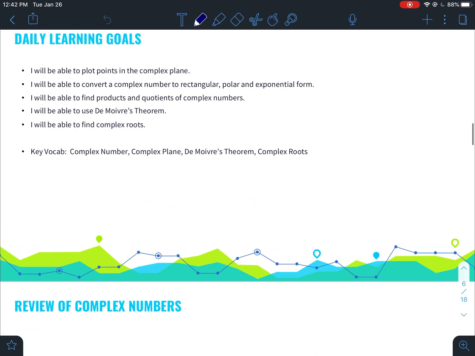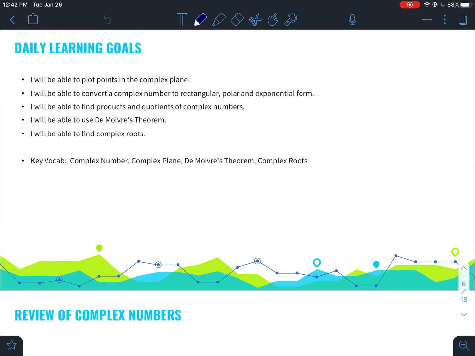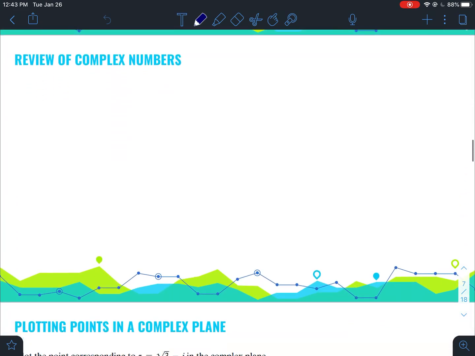So today we are going to talk about complex numbers and how to plot them in the complex plane or find the distance from a complex number to the origin. We will be able to convert between the 4 different forms: complex form, rectangular, polar, and exponential. We will be able to find the product and quotients of complex numbers in their different forms. We'll be able to use something called DeMoivre's theorem, and we will be able to find the roots of complex numbers. So what is a complex number?